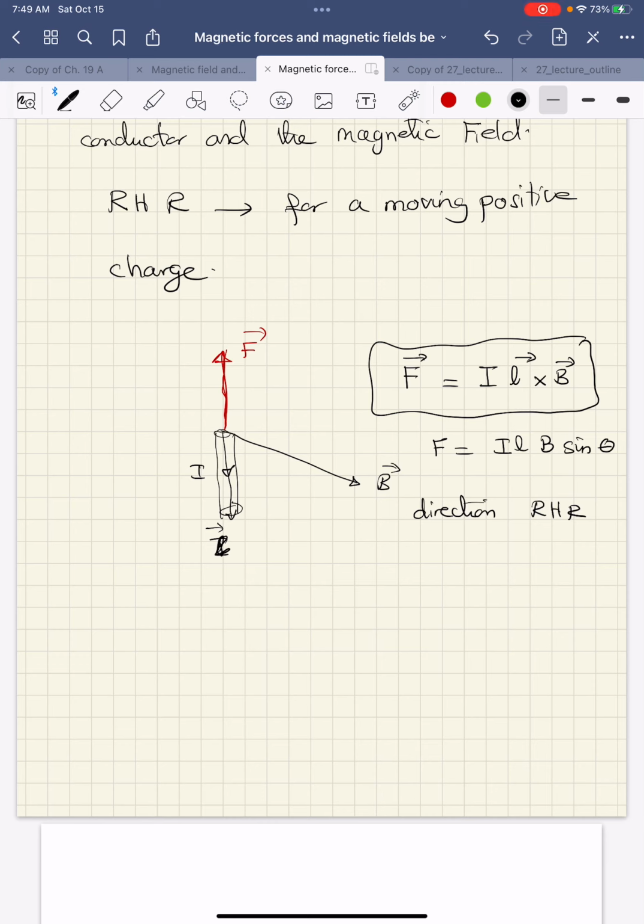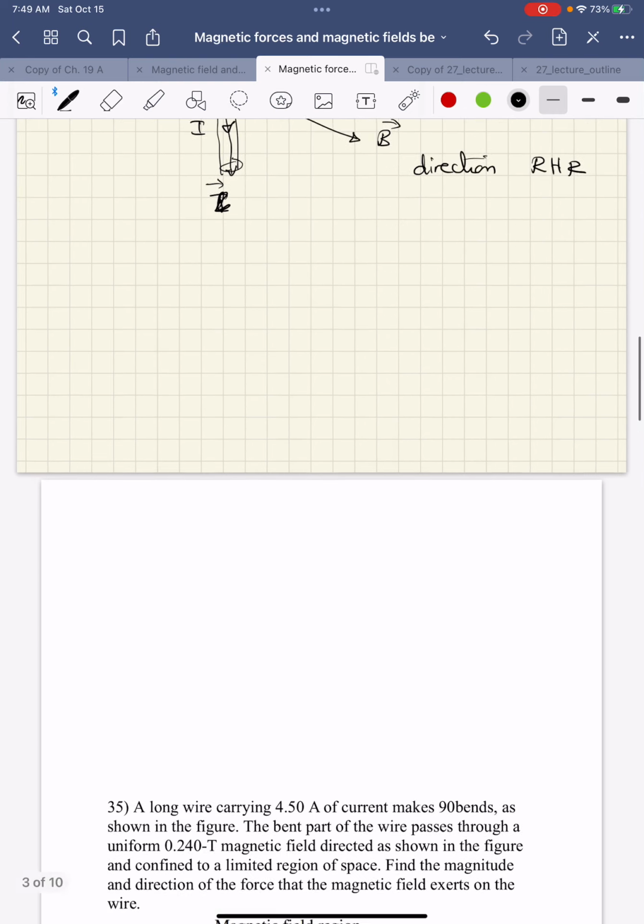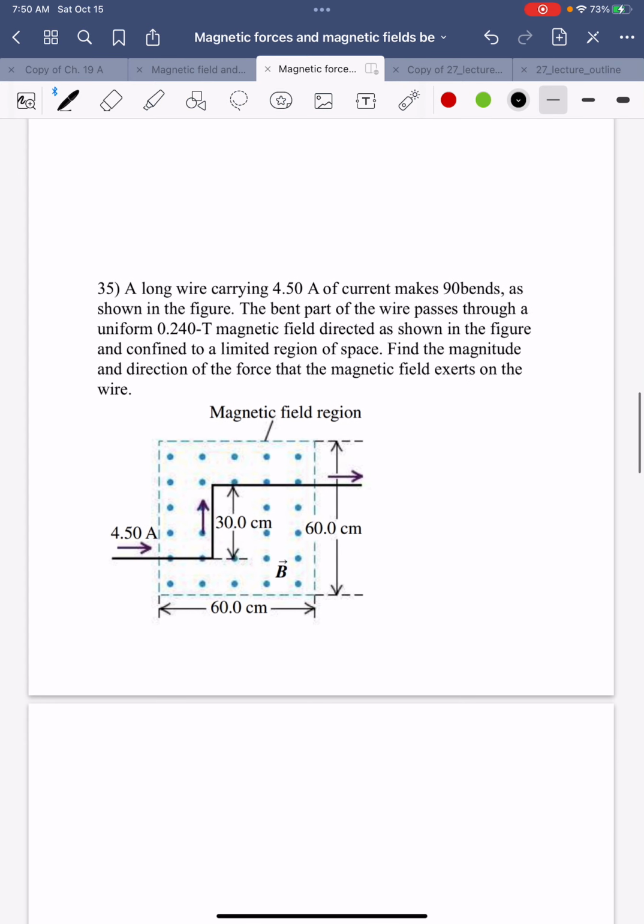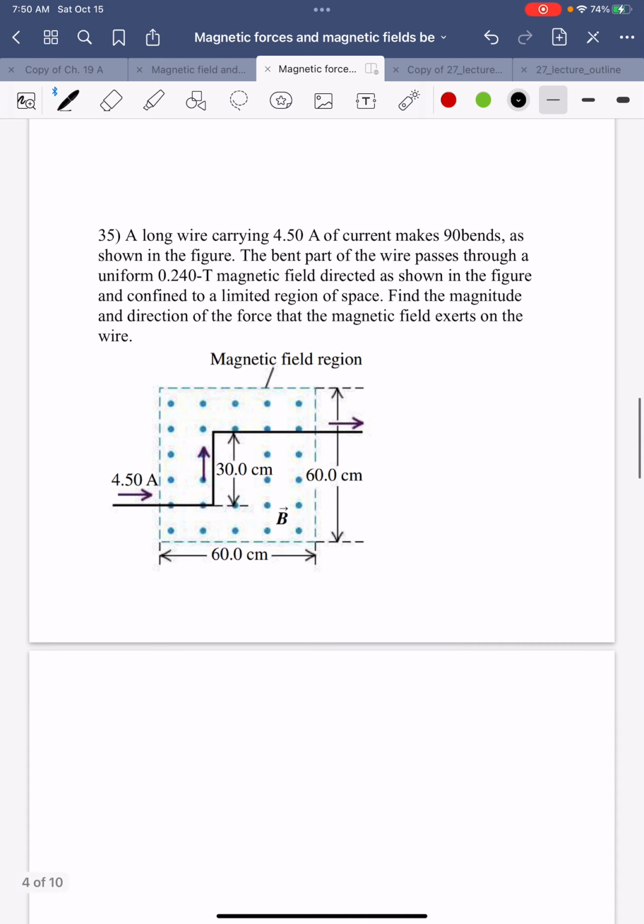I will show you now how to solve one of these problems related to currents acting on wires. A long wire carrying 4.5 amperes of current makes 90 degree bends as shown in the figure.